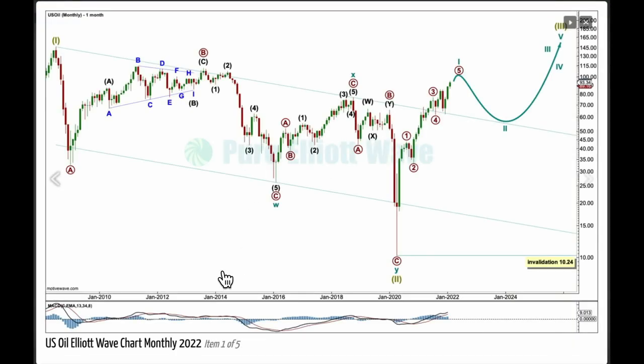The alternate Elliott Wave count's been invalidated. I don't have a new alternate for you at this stage. At the monthly chart level, this wave count is very bullish.